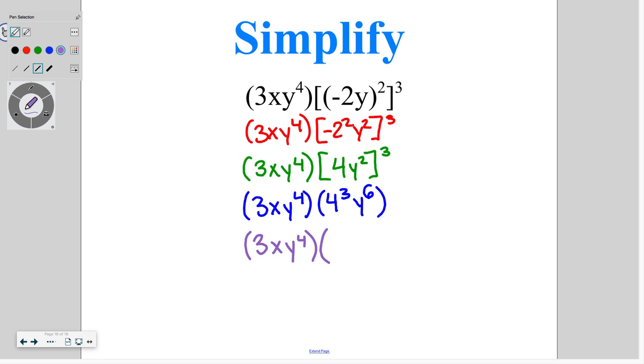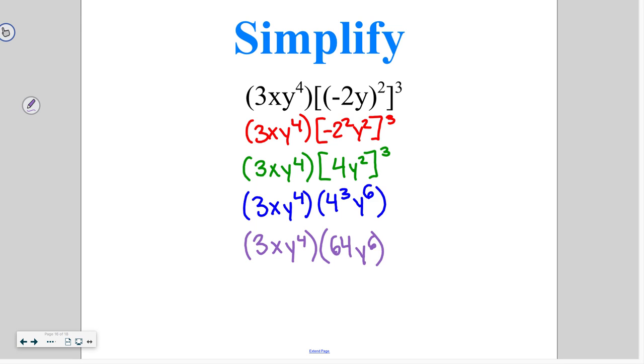So I've got our expression of 3xy to the 4th times 64y to the 6th. Then I'm going to go through and finish the problem. I'm going to multiply my numbers out front, and I've got 3 times 64, which is 192. There is nothing to match the x with, so we've just got x. And our y variable is listed twice, so I've got 4 y's being multiplied and 6 y's being multiplied for a total of 10 y's being multiplied. So our final answer for the simplification is 192xy to the 10th power.